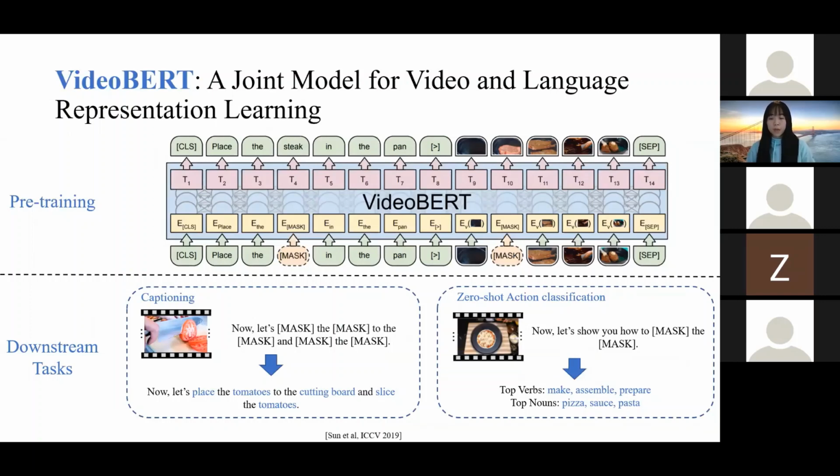The pre-trained VideoBERT is applied to captioning and zero-shot action classification to demonstrate its power. For both tasks, text templates with mask tokens are constructed as text input. In this way, the two tasks are transformed into predicting the masked words in the text templates.